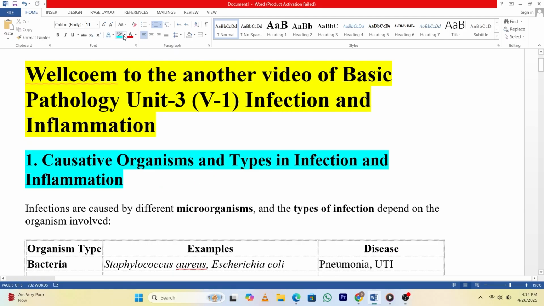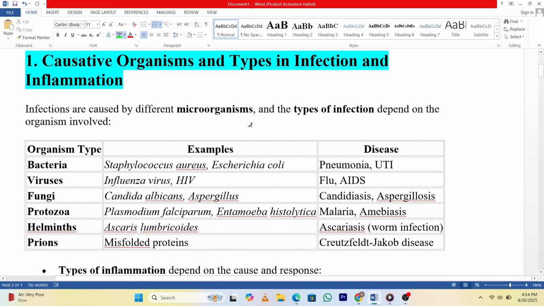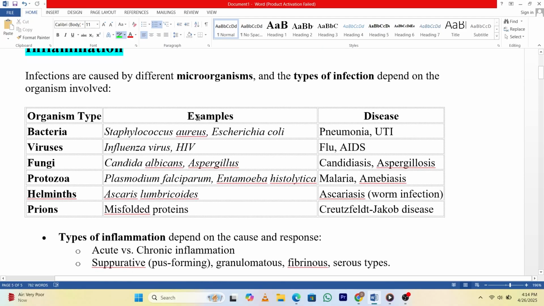1. Causative organisms and types in infection and inflammation. Infections are caused by different microorganisms, and the types of infection depend on the organism involved. Organism type, examples, disease. Bacteria: Staphylococcus aureus, Escherichia coli; pneumonia, UTI.